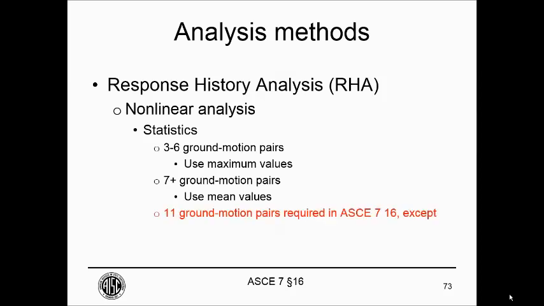ASCE 7 pushes that up to 11 ground motions for most structures, but for seismic isolation and engineered damping systems, they kept the 7 ground motions. They didn't feel the need to increase the number, and so we end up with a set of requirements that aren't quite the same for some nonlinear analyses and others. So for the technologies of isolation and damped structures, the rules haven't changed, but for other things using nonlinear analysis, the rules have changed.